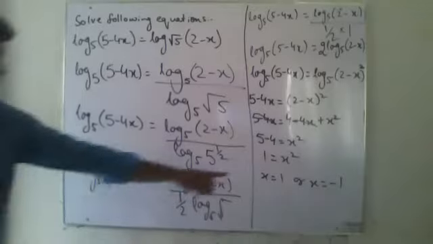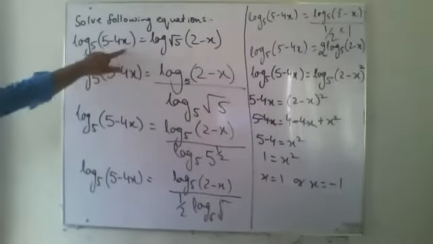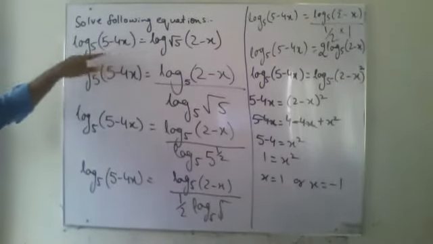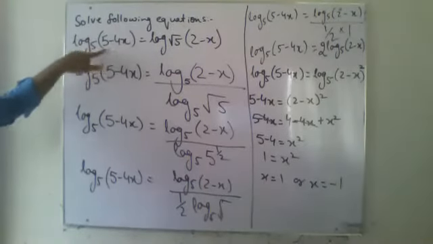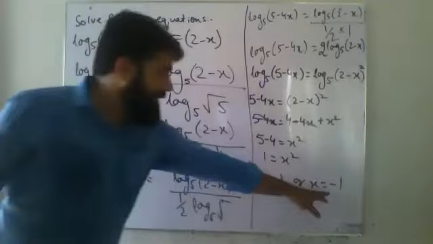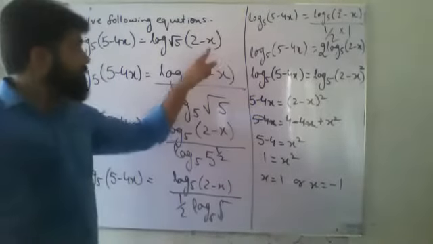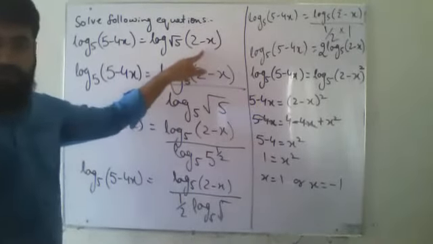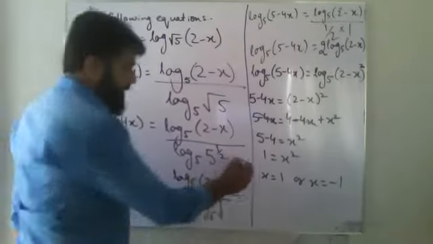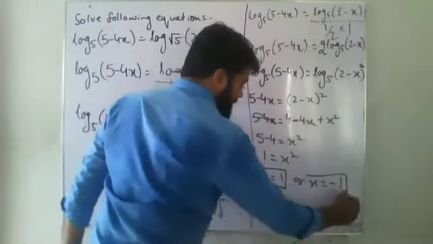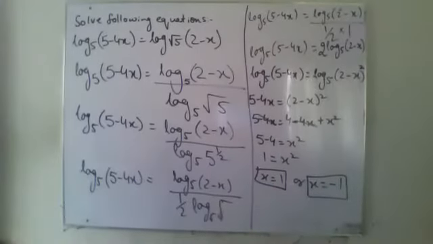Let's plot it over here. If I plug in 1, the result will be positive. If I apply minus 1, the result will remain positive. If I put plus 1 over here, it will be positive. If I put minus 1 over here, it will remain positive. It means both of my answers are acceptable in this scenario.